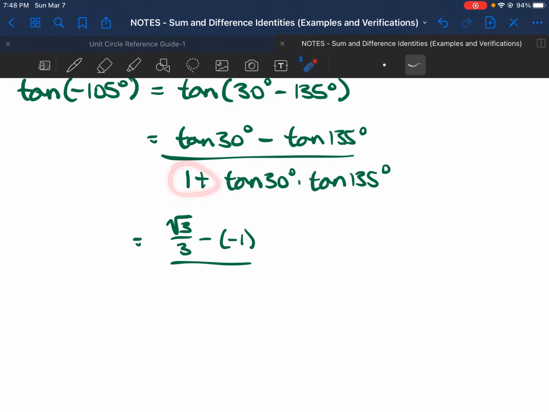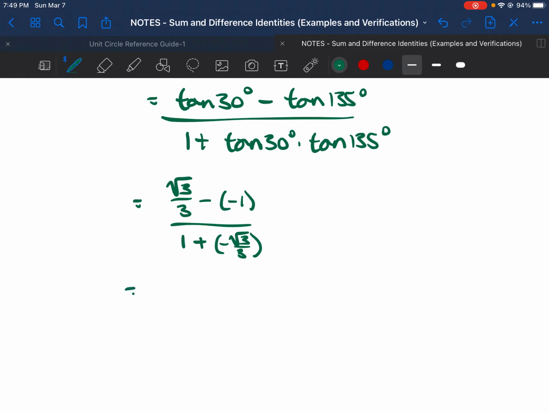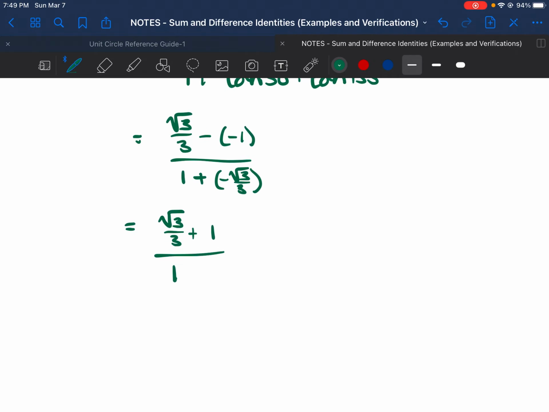So minus negative 1. Let's be careful there with that double negative. Over, then we got the 1 plus tangent 30 times tangent 135. Well, we already know tangent of 30 is square root of 3 over 3, and we already know tangent of 135 is negative 1. So I'm just going to put plus negative square root of 3 over 3. We already know that we're going to multiply those together. Okay. So simplifying a little bit here, square root of 3 over 3 minus negative 1, that's just square root of 3 over 3 plus 1. In the denominator, we're going to be getting 1 minus square root of 3 over 3.